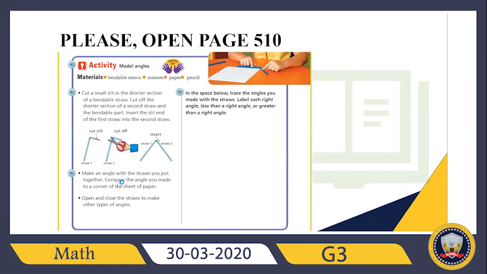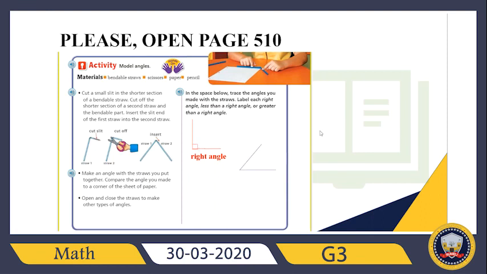You put together, compare the angle you made with the corner of a sheet of paper, open and close the straws to make other types of angles. So draw a right angle, less than a right angle, or greater than a right angle. So let's check how can I draw them. First of all, I need this right angle, right? So I need two line segments and I need a square, because I know if I put a square here, it represents a right angle. So I just want to be sure this is a right angle. If I want to be sure it's a right angle, I need to see this square here. So this is an example for a right angle.